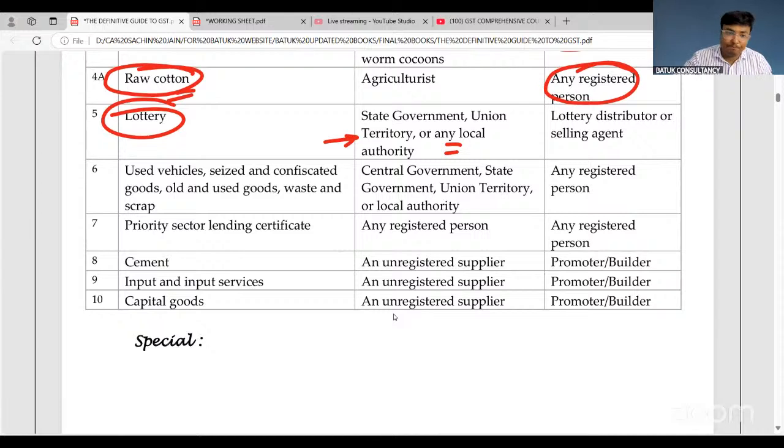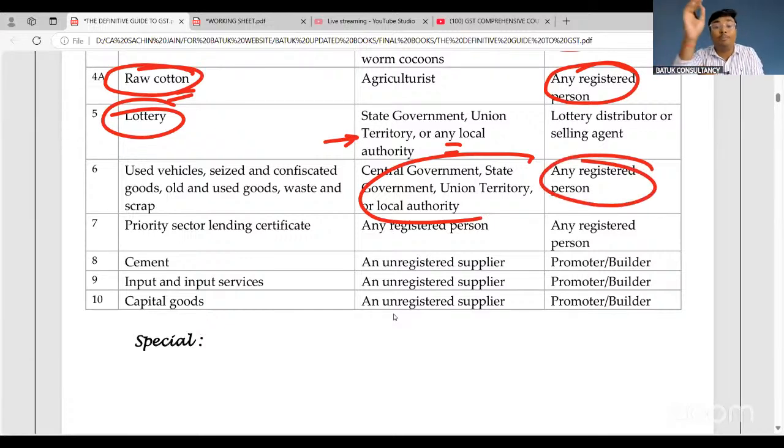Used vehicle, seized vehicle. We all know that there are multiple police authorities and departments that seize vehicles. In that case, the seized vehicle will be the property of the central government, state government, union territory, or local authority, and they supply those vehicles to someone for getting revenue. In such a scenario, if they supply that used or seized vehicle to any registered person, the registered person will be liable to pay taxes under reverse charge mechanism.